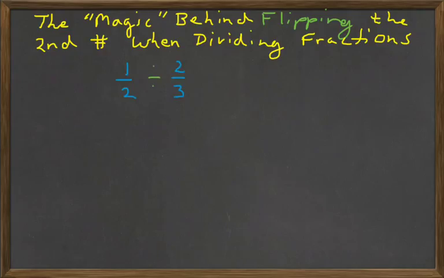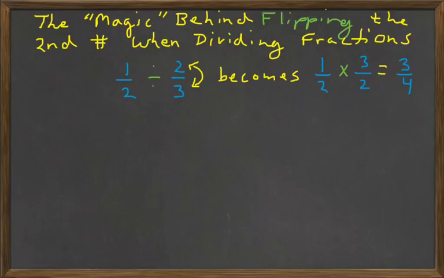Well, here's an example of how it's typically taught. I'm using 1/2 divided by 2/3. So we're going to flip the 2/3 and we're going to multiply. So here it is. It becomes 1/2 times 3/2, and that equals 3/4.